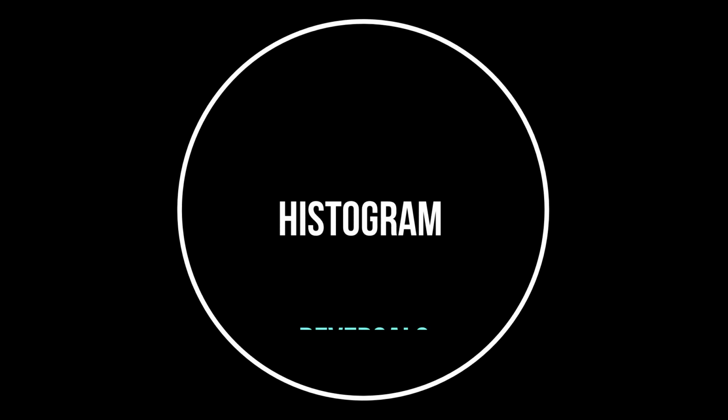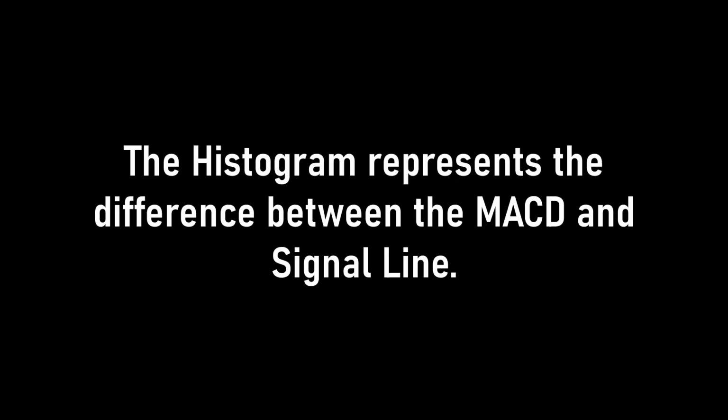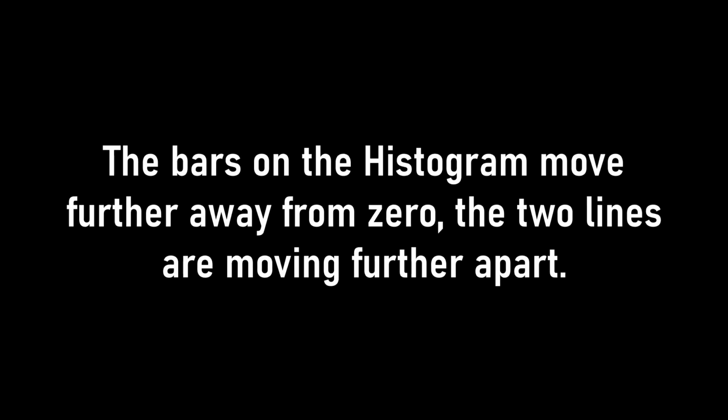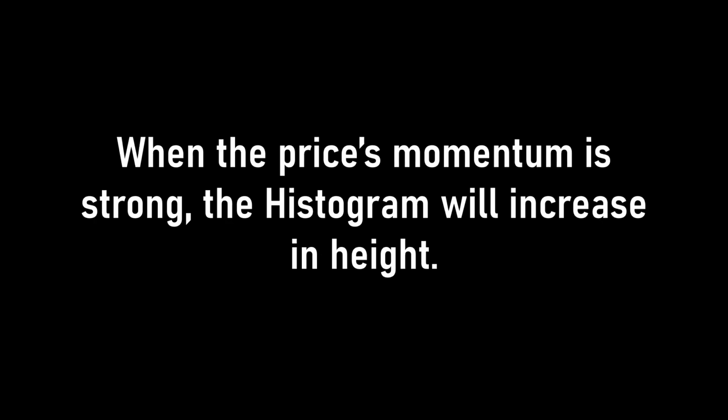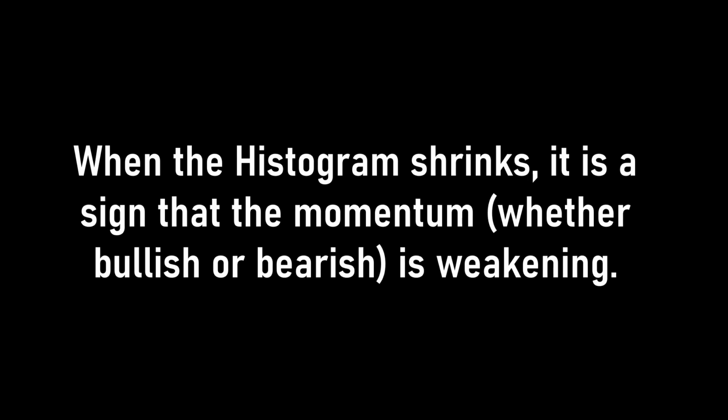3. Histogram reversals. The histogram represents the difference between the MACD and signal line. This means that as the bars on the histogram move further away from 0, the two lines are moving further apart. When the price's momentum is strong, the histogram will increase in height. When the histogram shrinks, it is a sign that the momentum, whether bullish or bearish, is weakening.